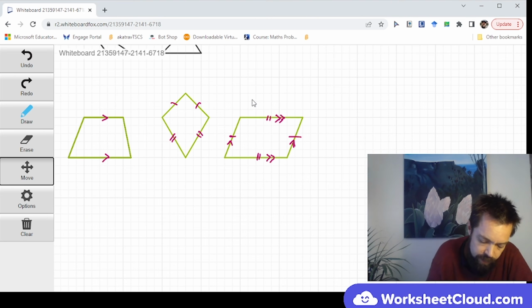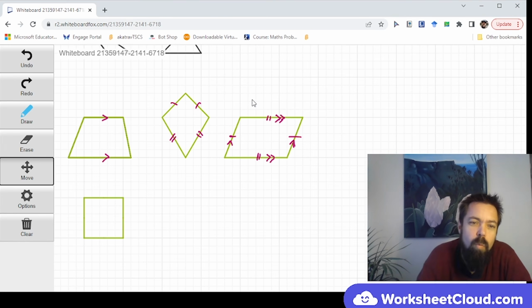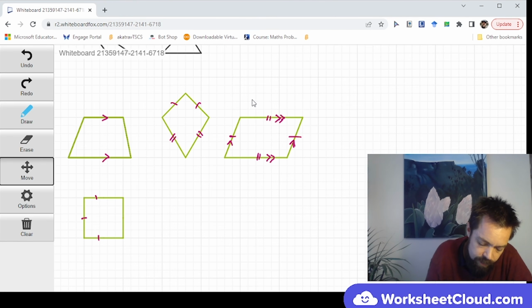Oh, my ruler is not on. What is that one? I'm sure you all got it. It's a square. All the sides are the same. All the angles are 90. We've got parallel lines. If I'm going to put in all my notations, I should say all the sides are the same length. Those two are parallel to each other. These two are parallel to each other.